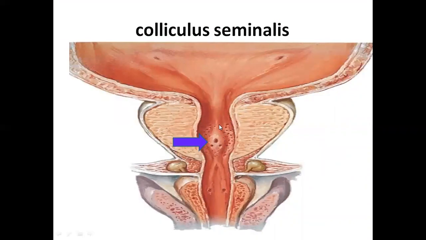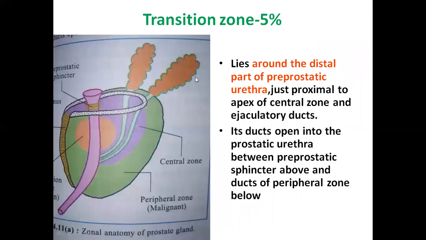Okay, median urethral crest, uvula vesicae, colliculus seminalis. You are finding the ejaculatory duct openings, prostatic utricle, and so many prostatic gland openings, bulbourethral gland openings you are seeing here. This complete thing is the prostatic urethra. These are the bulbourethral glands. Okay, now this is transition zone.